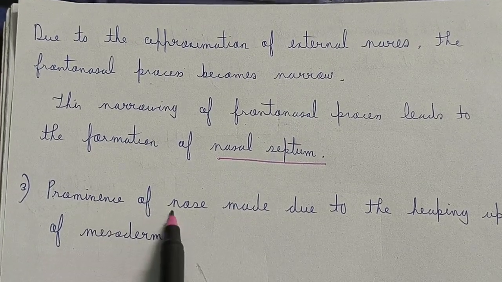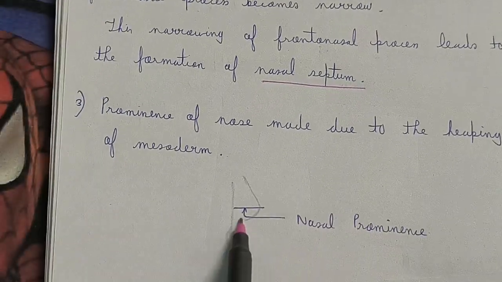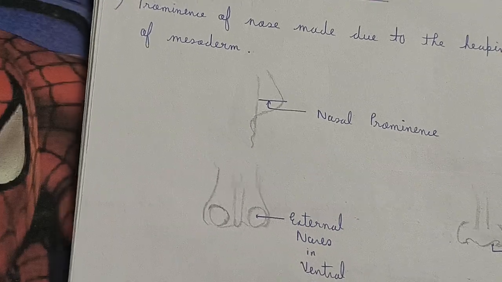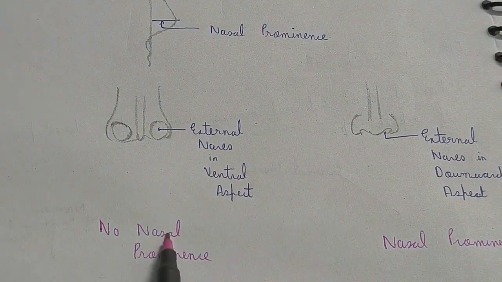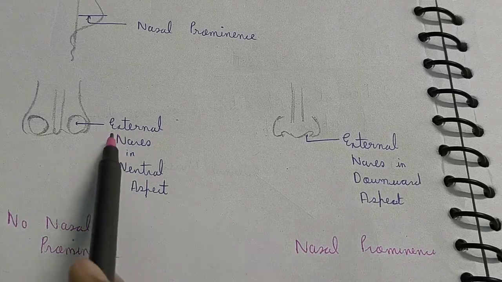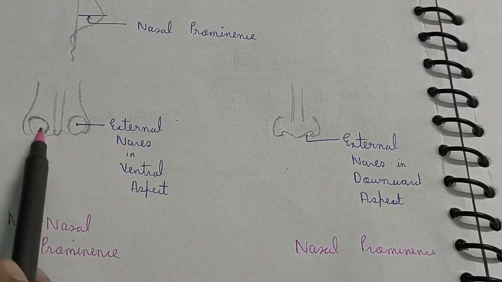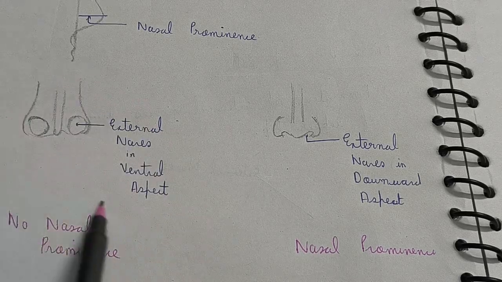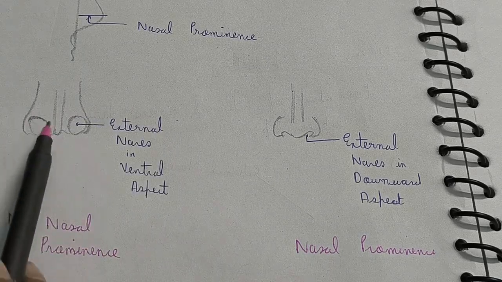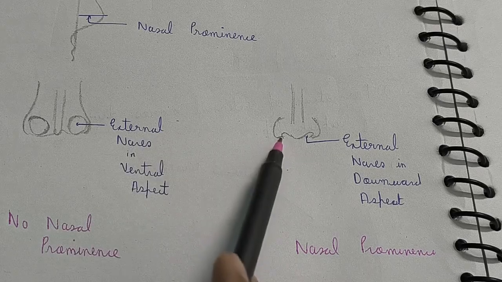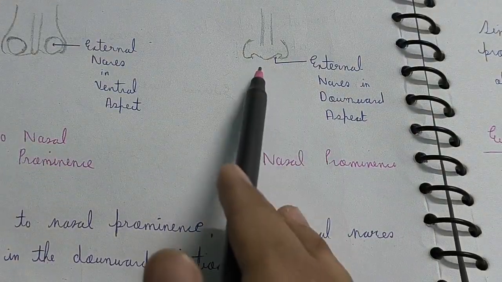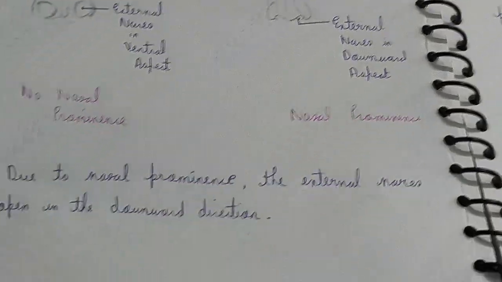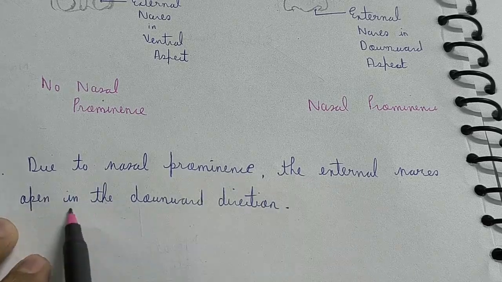Now the third is about the prominence of the nose. Prominence of the nose is simple, but why is it important? Here you can see the condition with no nasal prominence, and this is the condition with nasal prominence. Without it, the external nares open ventrally, but normally in our nose the external nares don't open ventrally, they open downwardly because of the presence of nasal prominence. So this is the nose of a normal human. That's the reason: due to nasal prominence, the external nares open in the downward direction.